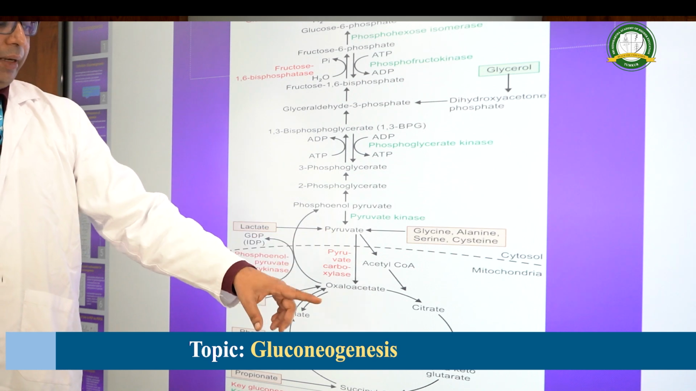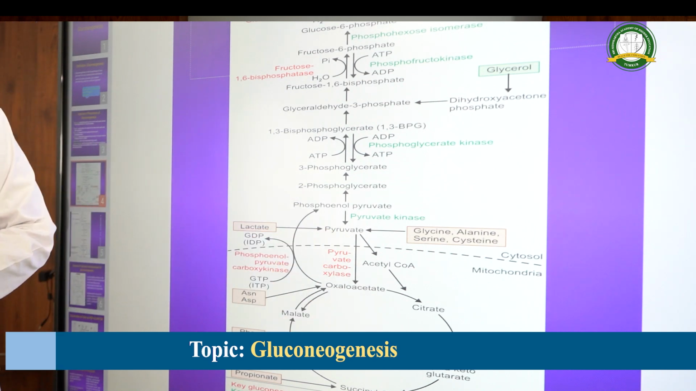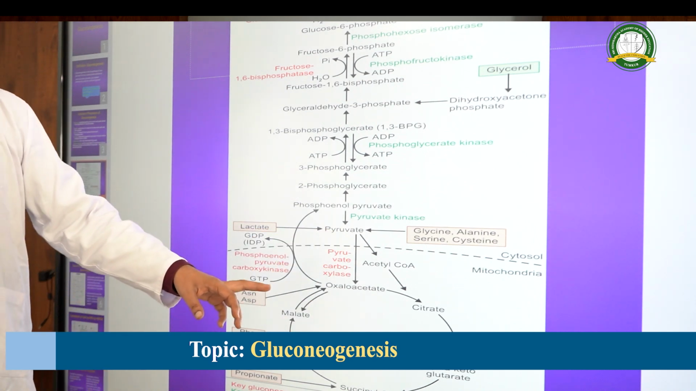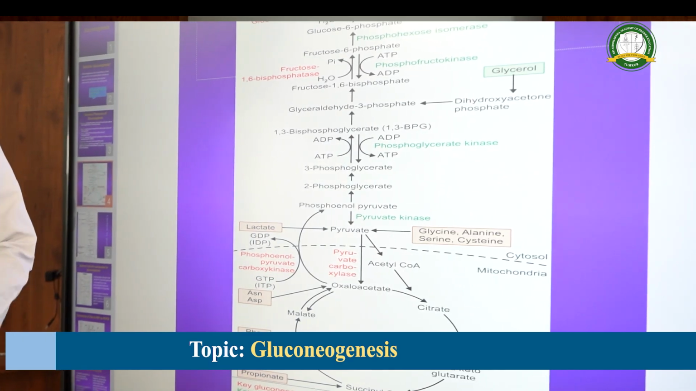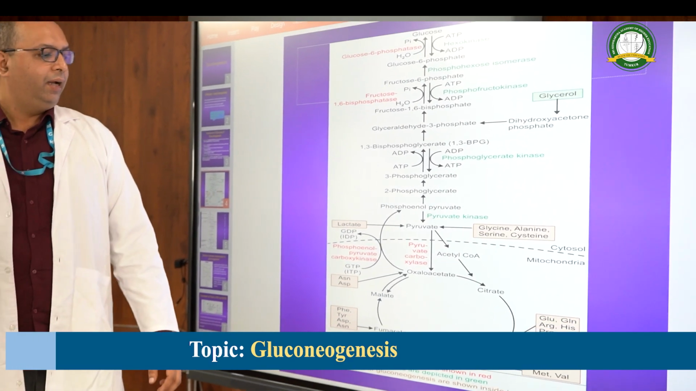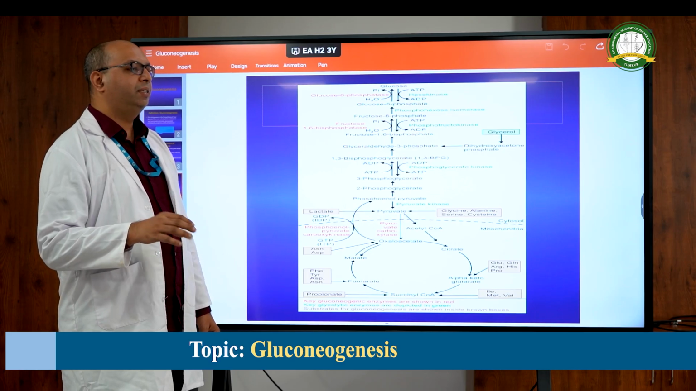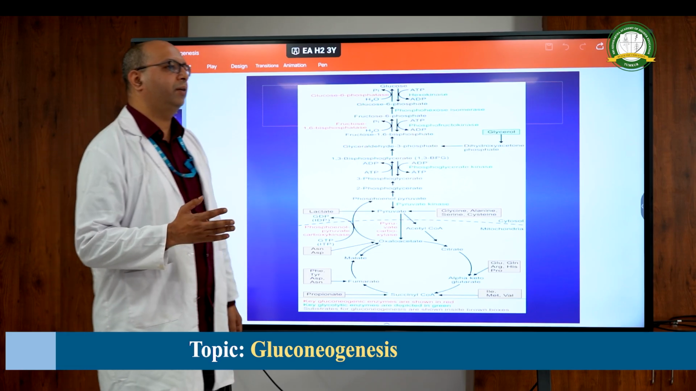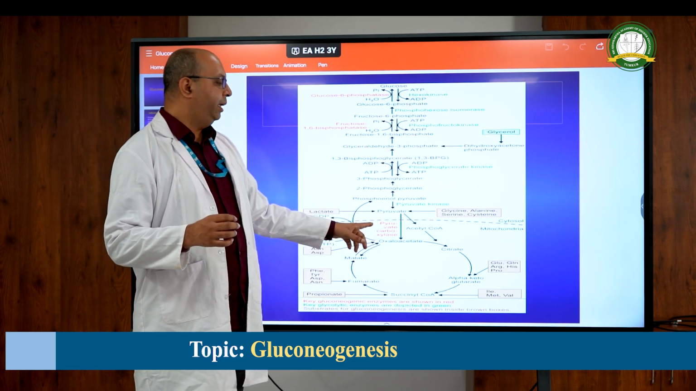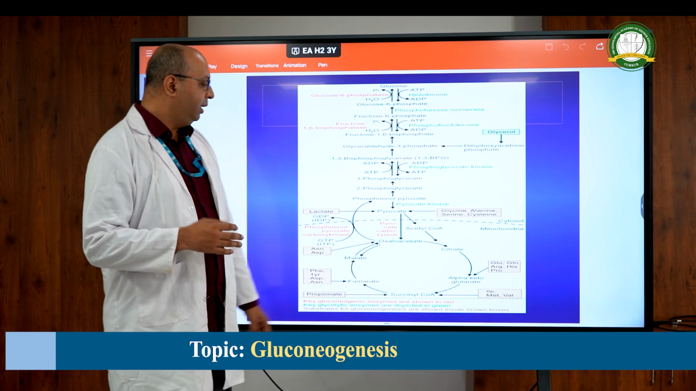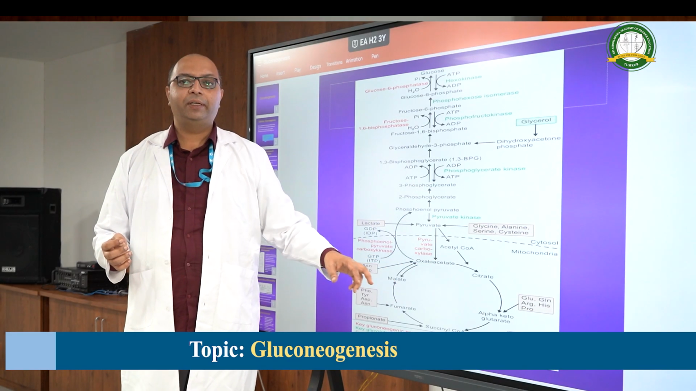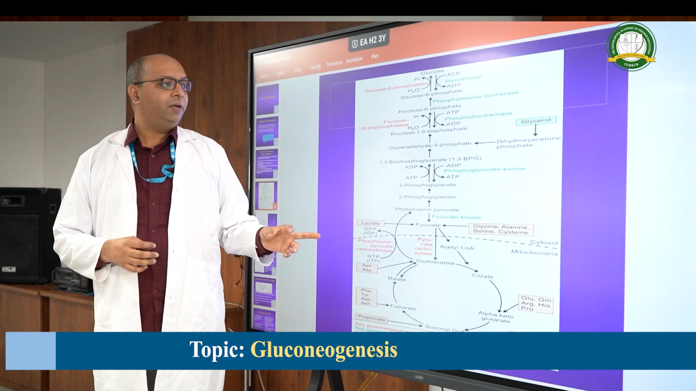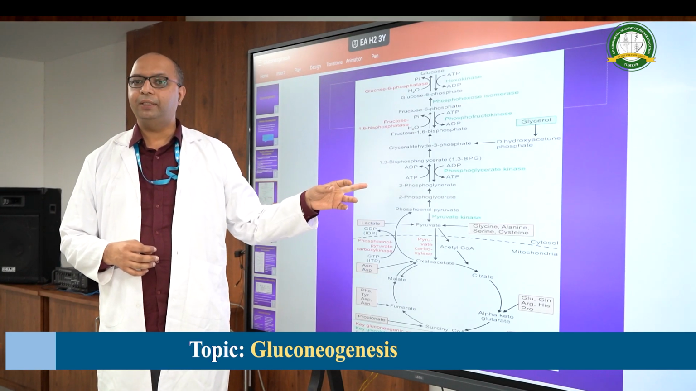First, pyruvate will be converted to oxaloacetate in the mitochondria. The enzyme is pyruvate carboxylase. These carboxylation reactions require three key factors, called ABC reactions: A for ATP, B for biotin, and C for carbon dioxide. So pyruvate will be converted to oxaloacetate, but oxaloacetate cannot go back to the cytoplasm.